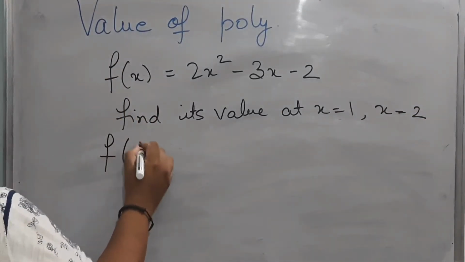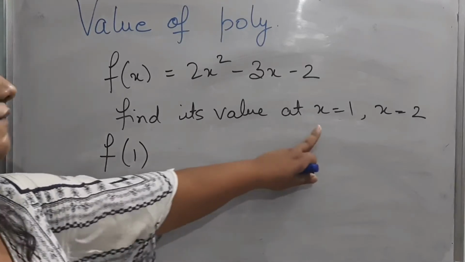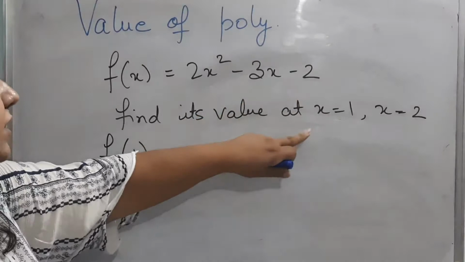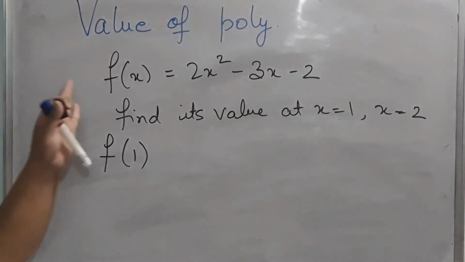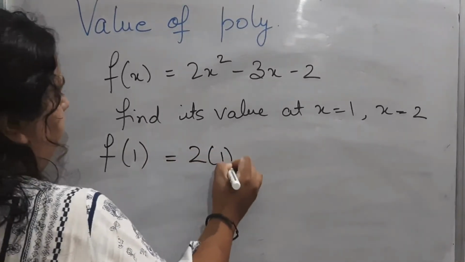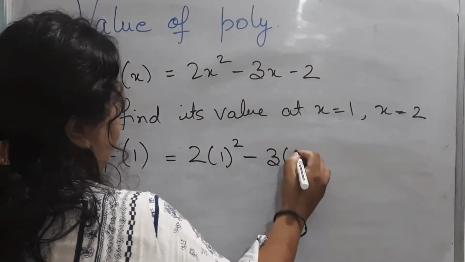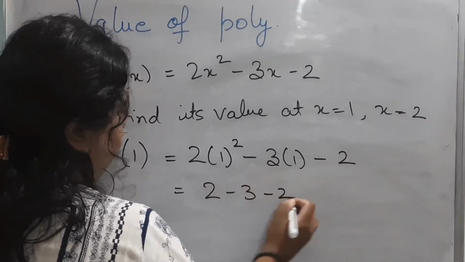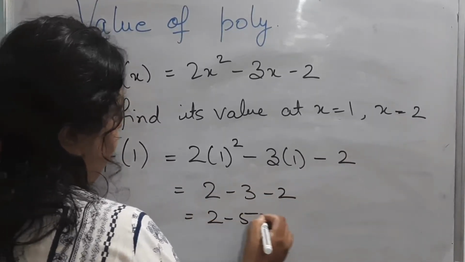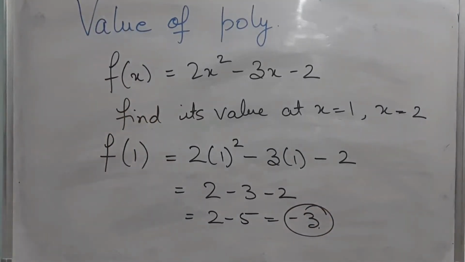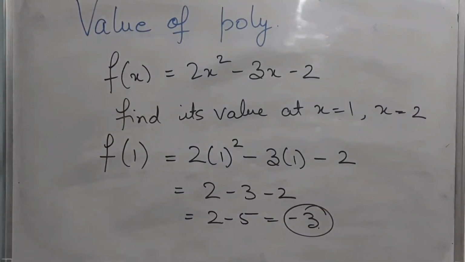F at 1. We will put the value of x as 1 in the equation. So this will be 2 into 1 minus 3 into 1 minus 2. So 2 minus 3 minus 2, so 2 minus 5, which equals minus 3. So the value of the polynomial at x equals 1 is minus 3.